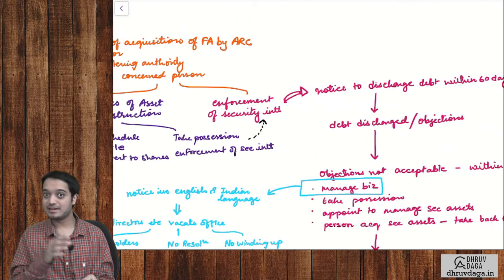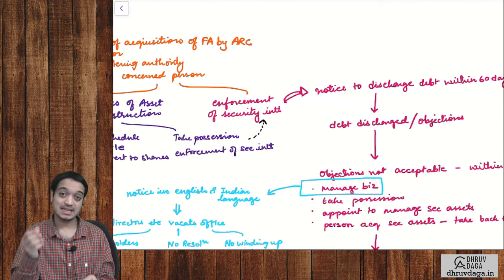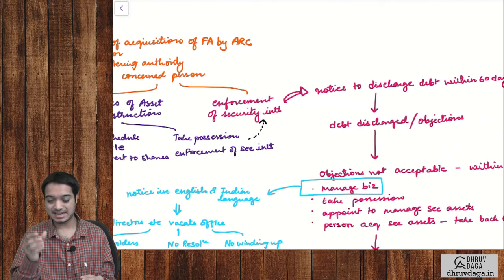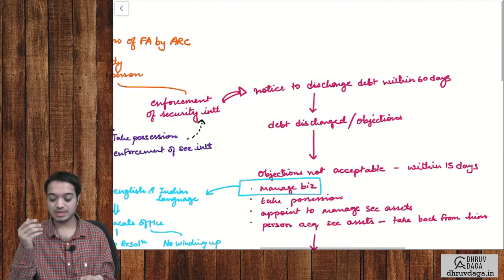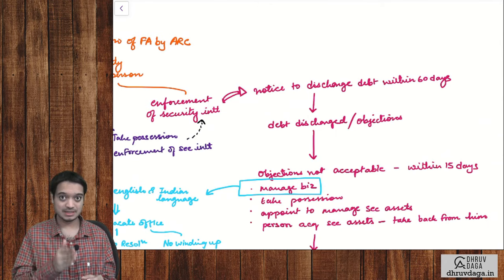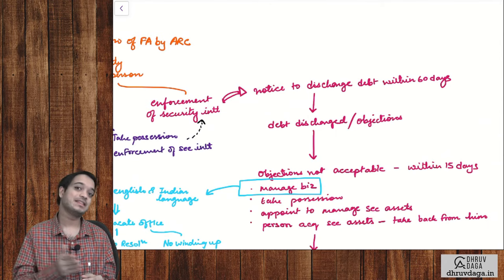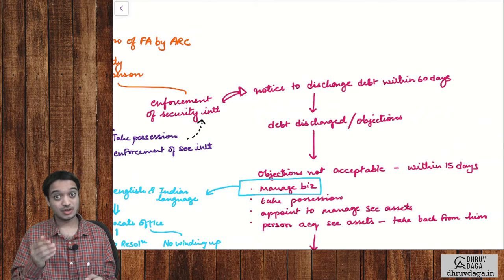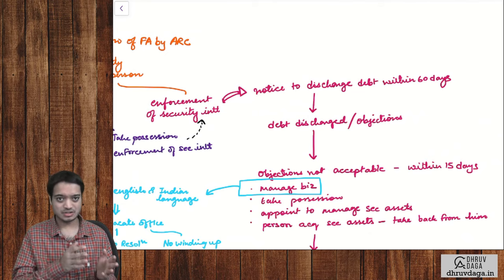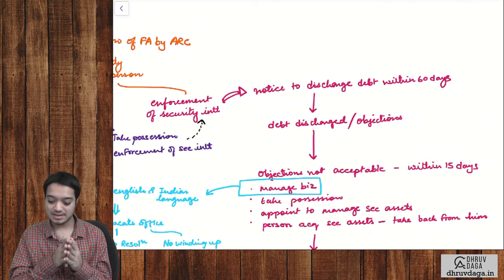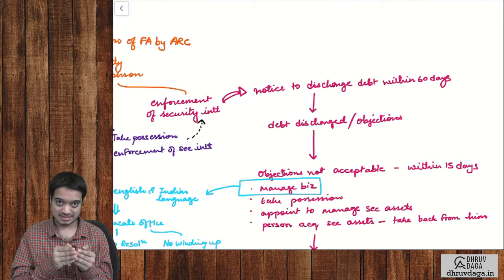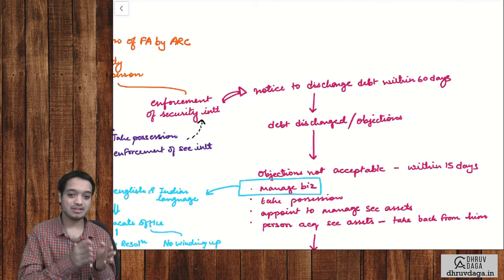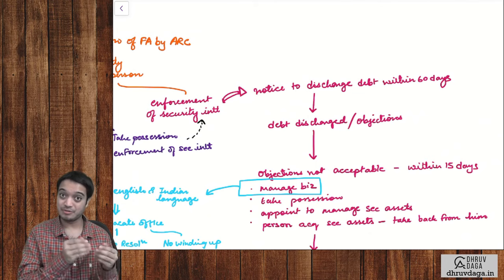So if the secured creditor decides to enforce his security interest, then he shall send a notice to the obligor, that is the original person who owes the debt, for that debt to be discharged within a period of 60 days. This obligor has an option of repaying the debt or can give any objections that he believes stand true. If the objections are found valid, then it's all right. Otherwise, the debt will need to be paid. Within 15 days, the ARC, if it believes that the objections are not acceptable to it, will provide that the objections are not acceptable and you need to pay off your debt.